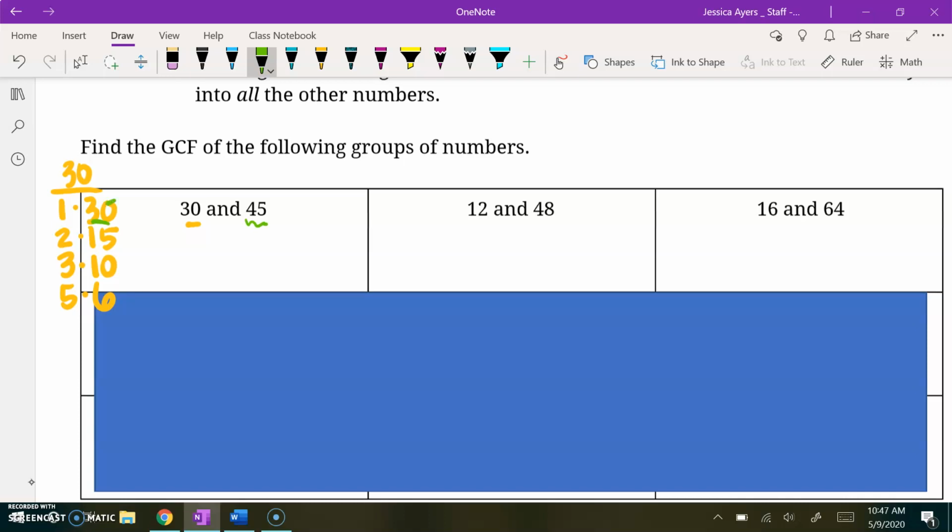30 doesn't divide into 45, so we cross it off. We look at 15. We know that 15 will go into 45 3 times. So we know that 15 is our GCF.